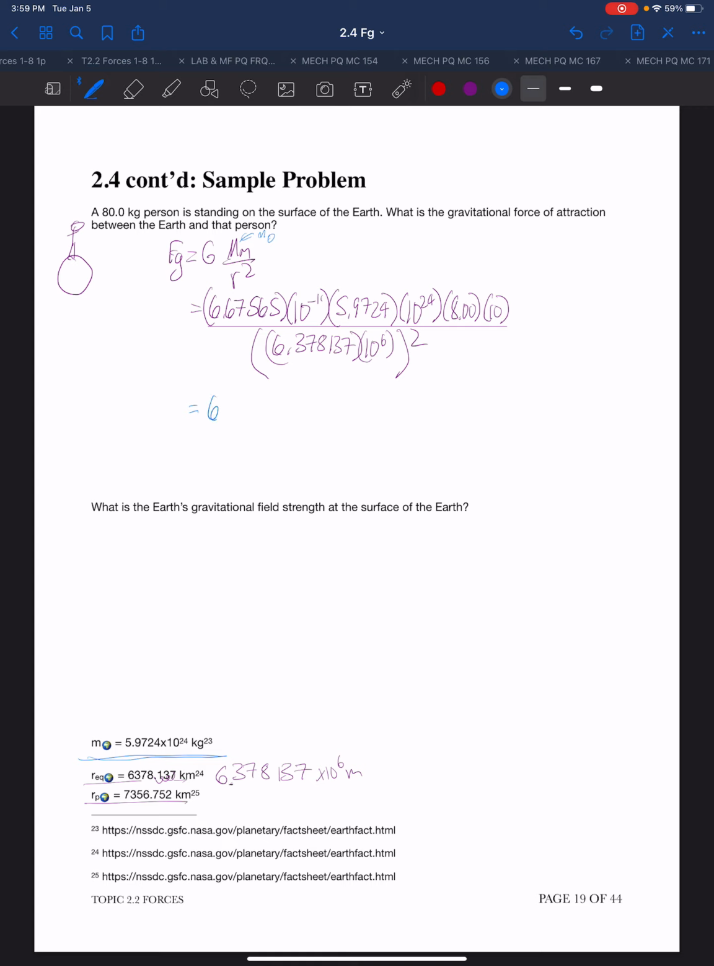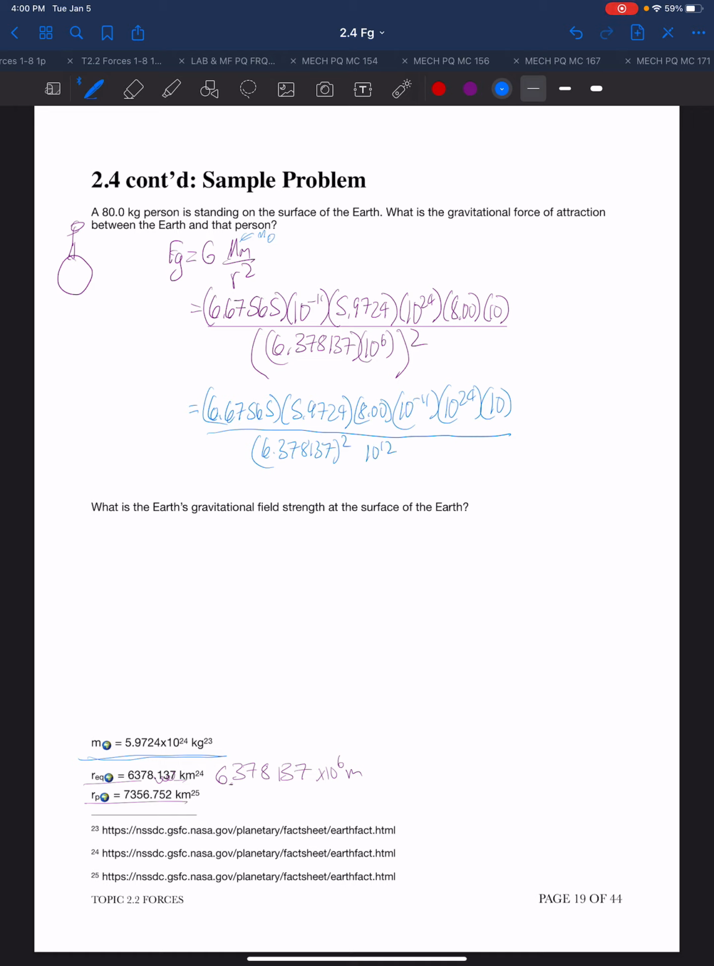And so that we can now write 6.67565. We'll put all the numbers together: 5.9724 and 8.00. We put all those together, and then the powers of 10 together: 10 to the minus 11th, 10 to the 24th, and 10. And on the bottom, we have 6.378137 squared, and 10 to the 6th squared is 10 to the 12th.